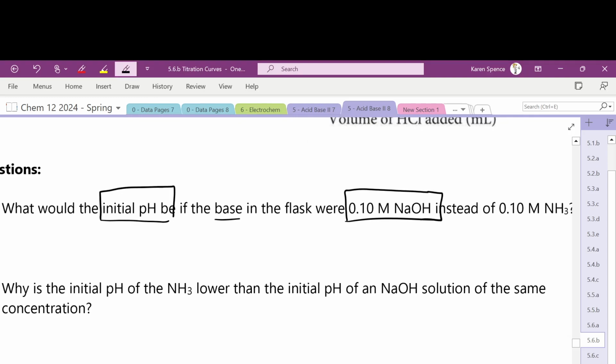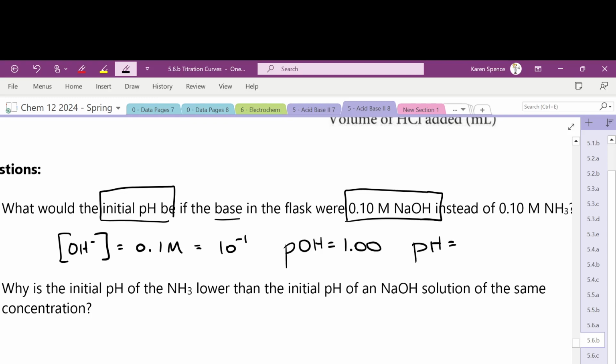So the concentration of OH is how much? 0.1 molar, which is the same as 10 to the -1. So what is the pOH? 1. So what is the pH? 13. Okay, so obviously, if we have a stronger base, it will be at a higher pH.